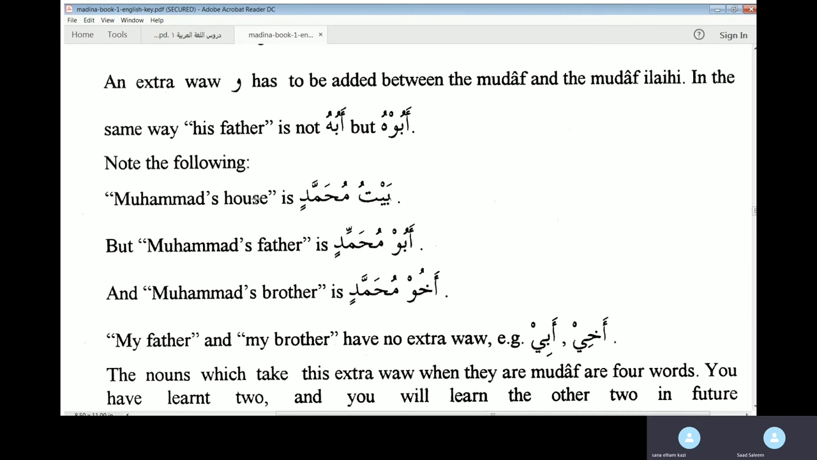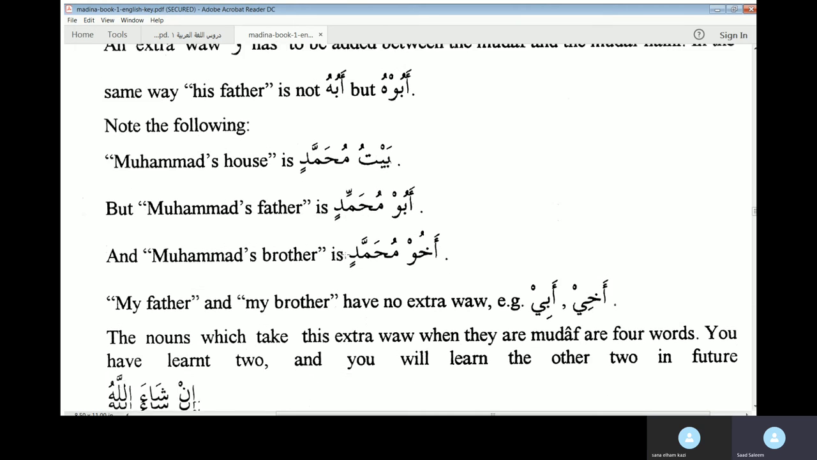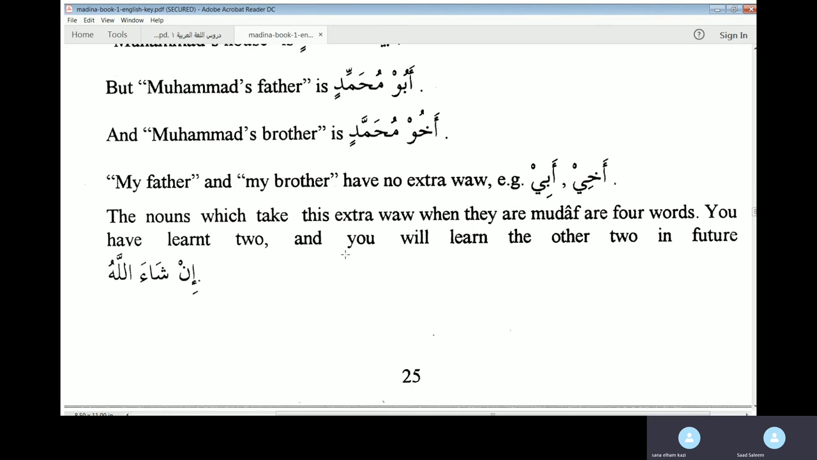Note the following. Muhammad's house is Baitu Muhammadin, but Muhammad's father is Abu Muhammadin. And Muhammad's brother is Akhu Muhammadin. Actually, there's a mistake here. It has to be a damma, not a fatha. Yes, here we have the damma. Muhammad's brother is Akhu Muhammadin. My father and my brother have no extra vowel: akhi, abi.